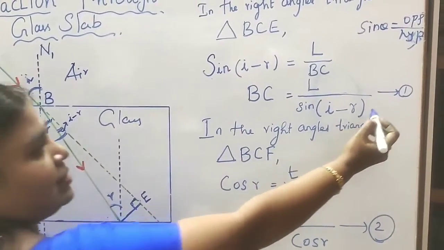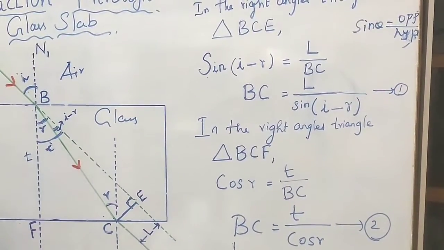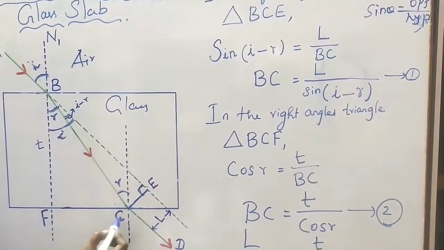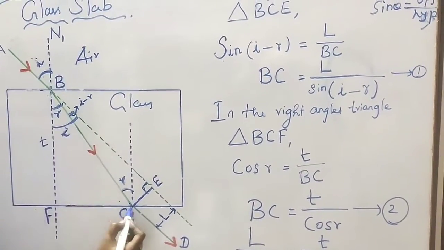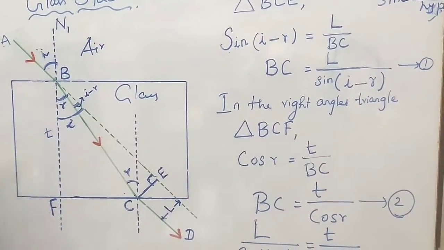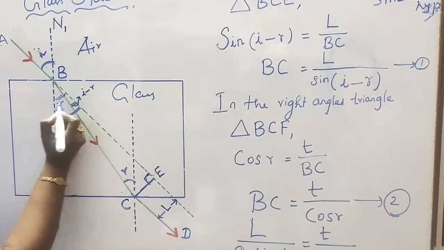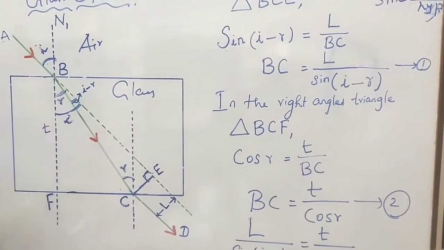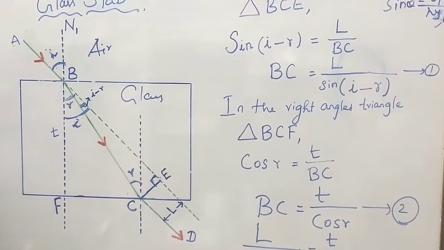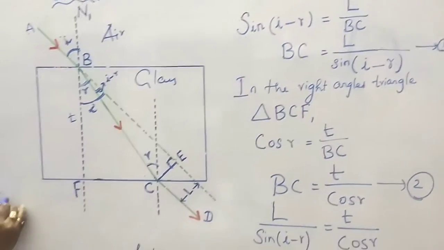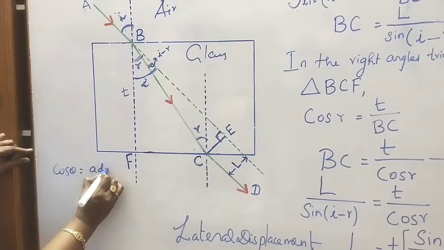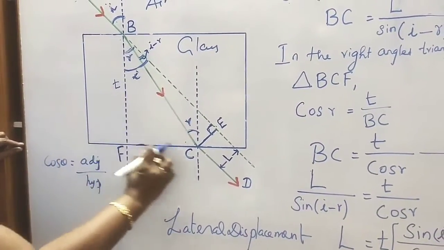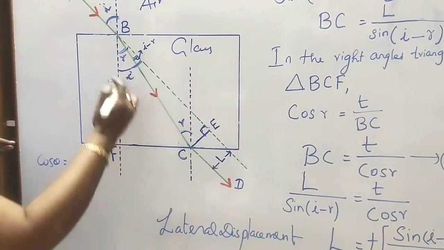Let us take this as equation number 1 and consider the next triangle BCF. Take this right angle triangle, where this is angle R. Find cos R. What is the formula for cos theta? In trigonometry, cos theta is nothing but adjacent side by hypotenuse. So in this right angle triangle, what is the adjacent side?